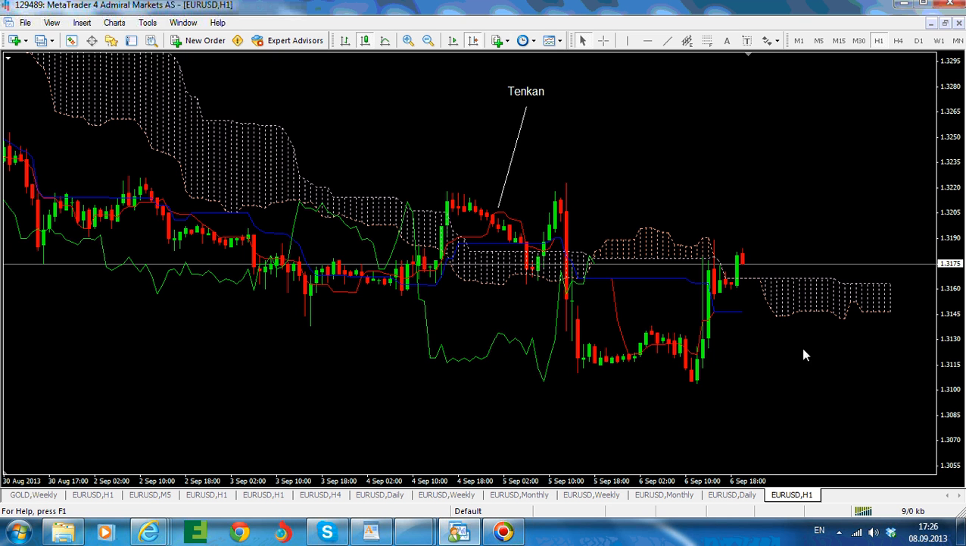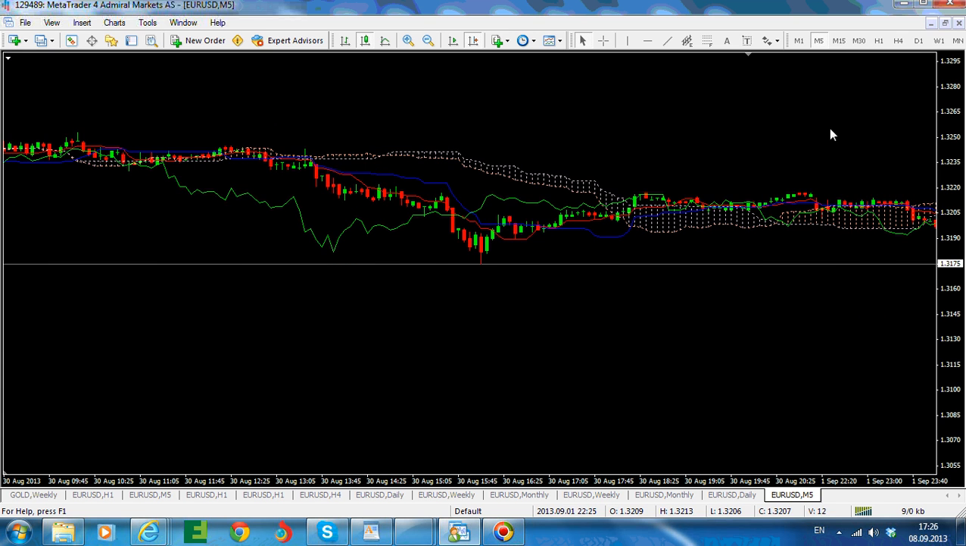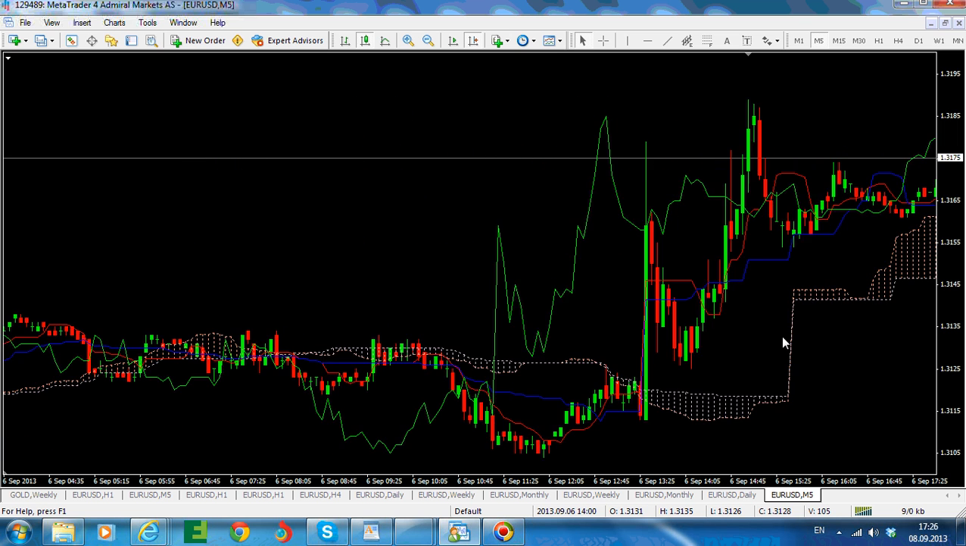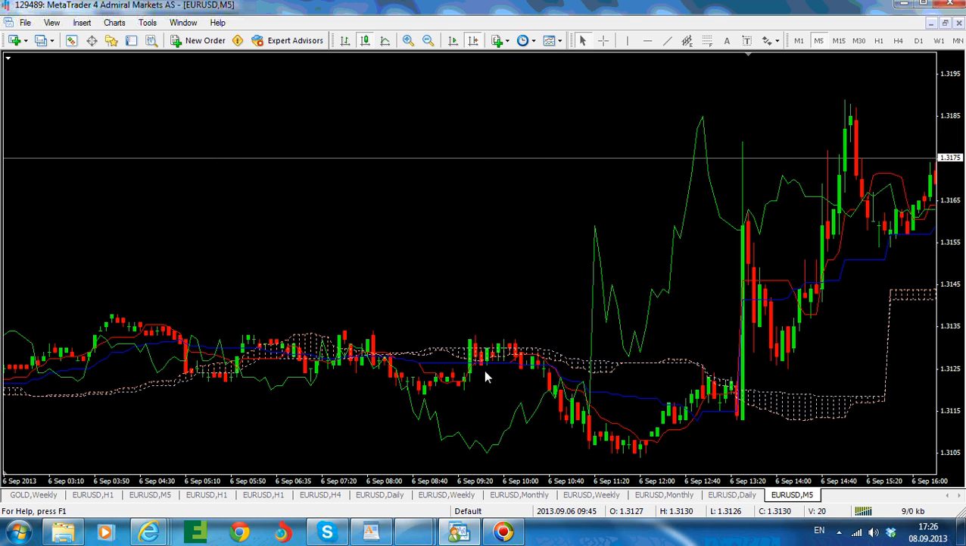Let's try to identify a bit. This is a 1 hour chart. Let's go from the 5-minute chart. So this is a 5-minute chart on the euro and the US dollar. So the Tenkan should provide resistance if price is below the Tenkan in a bearish environment. So this is a bearish environment, so every time the Tenkan is tested by price, it should offer resistance. Take a look here, it is tested and rejected with the next candle.